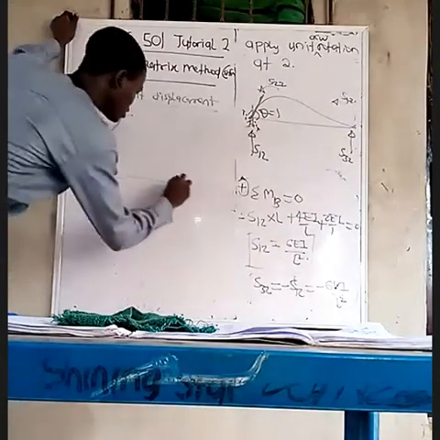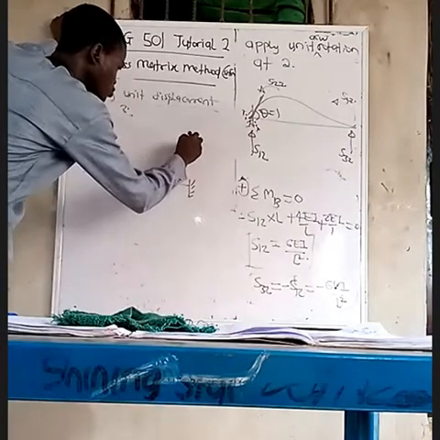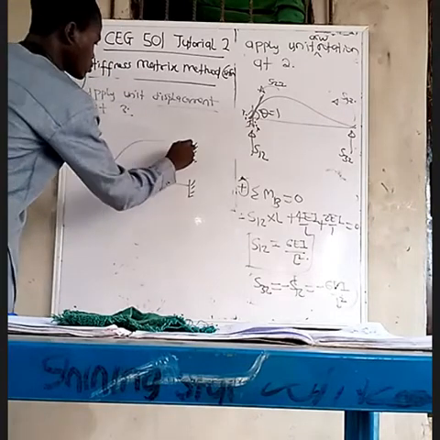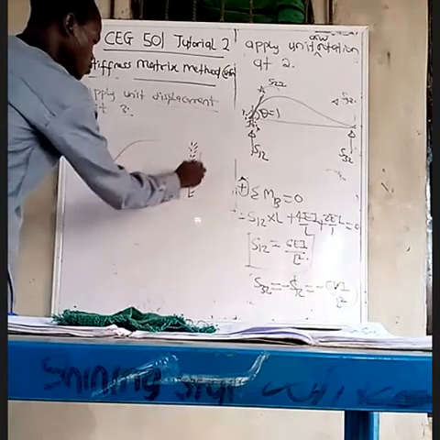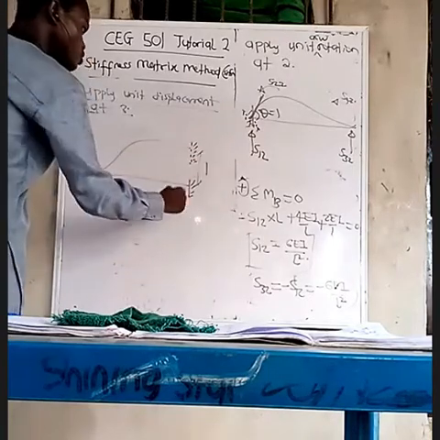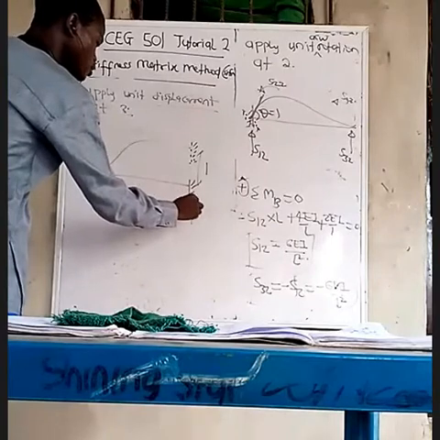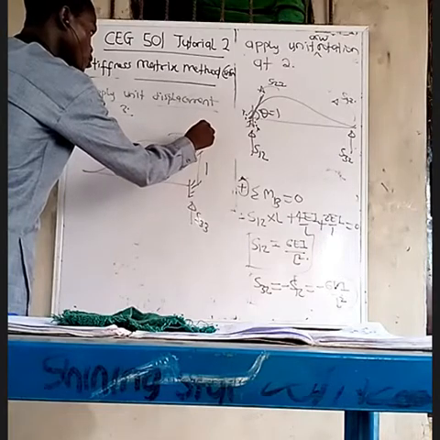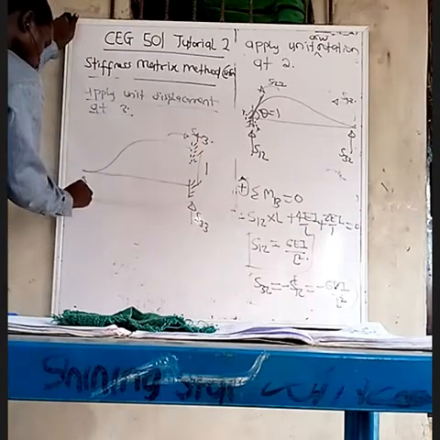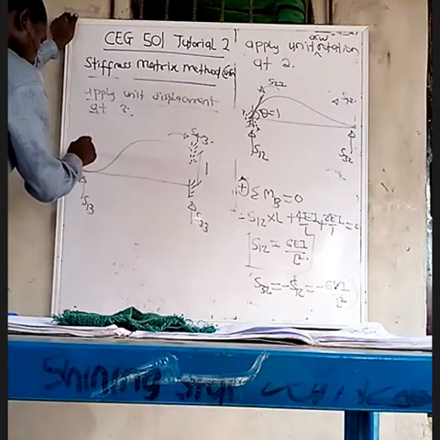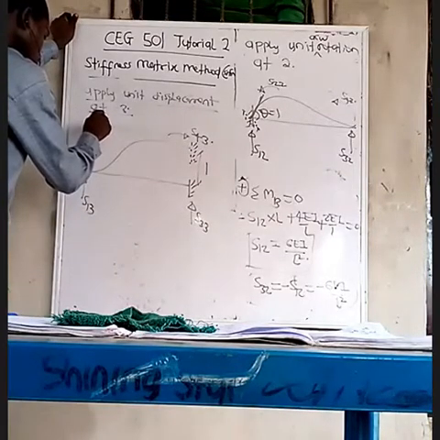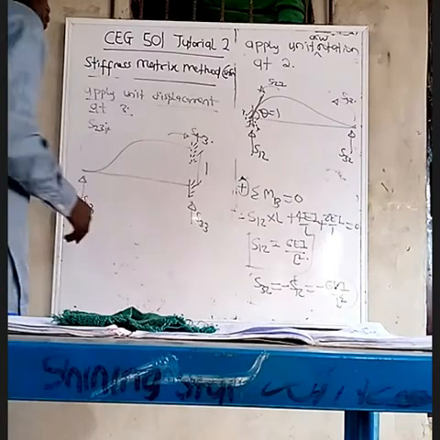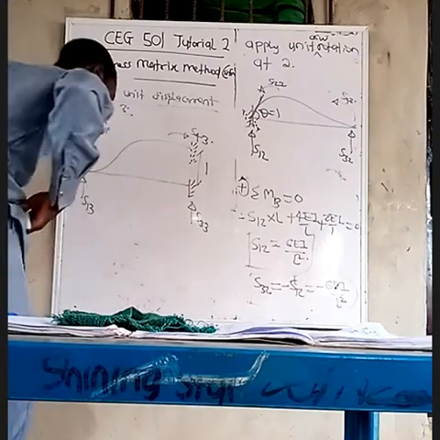Apply unit displacement at 3. If we do that, we have a new diagram like this. It was initially here. It moves up. Then it becomes like this. From here to here is 1. So it is due to 3 now. So we have S33, S43, S13, and S23.